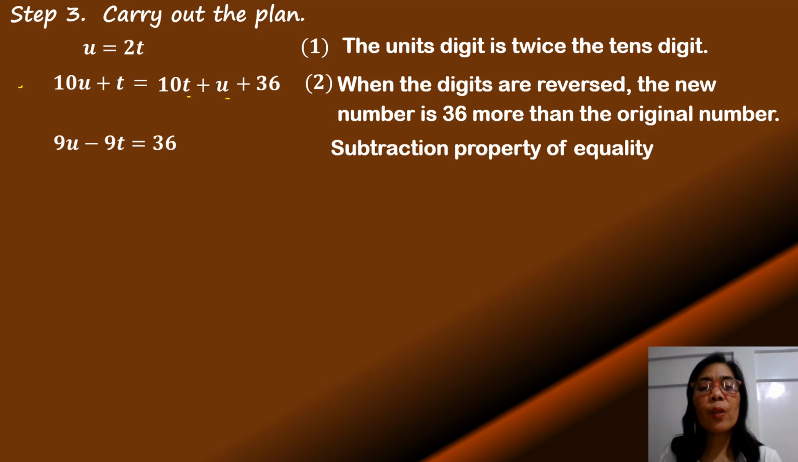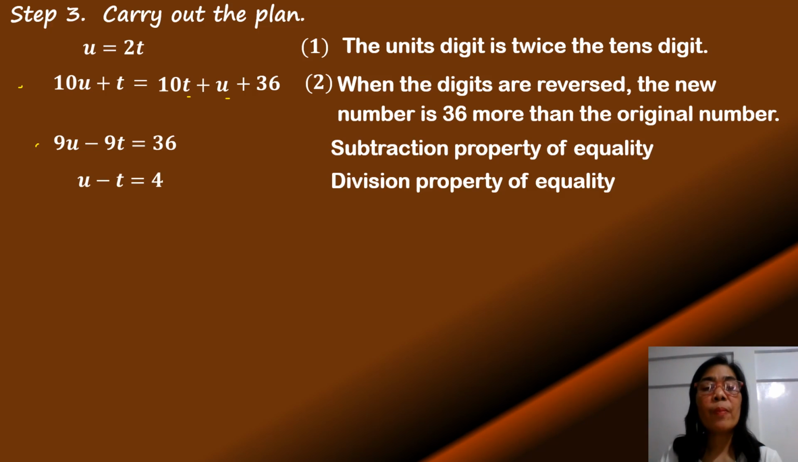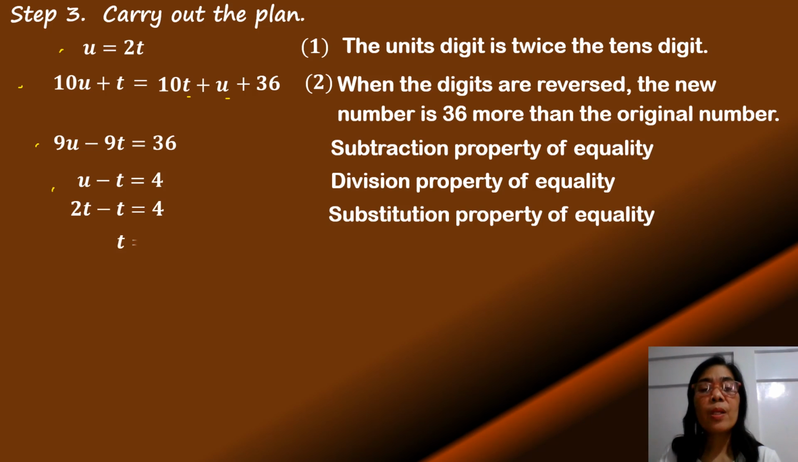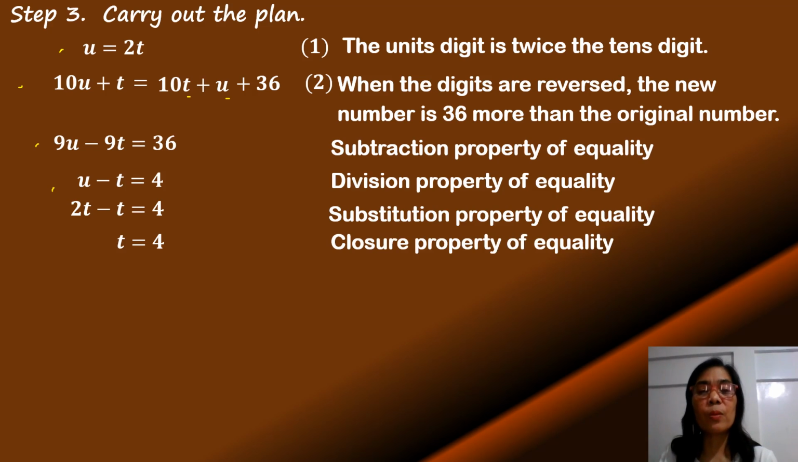We simplify further this equation by dividing both sides by 9. So we have U minus T is equal to 4. So that we are now ready to substitute the first equation, U is equal to 2T, in this equation. That gives us now 2T minus T is equal to 4. Simplifying further, we now have the value of T is equal to 4.